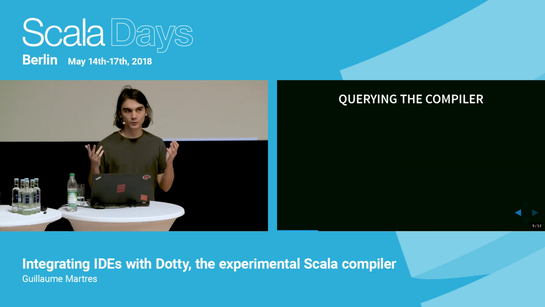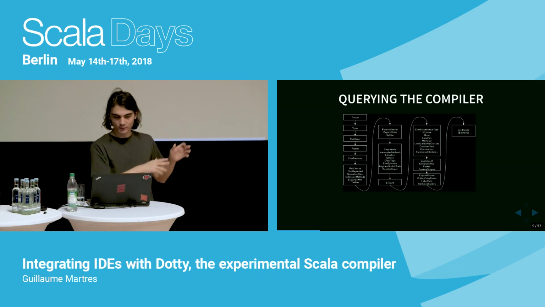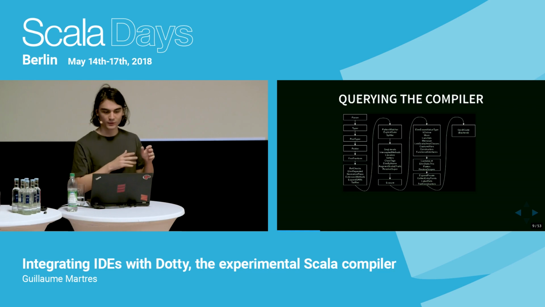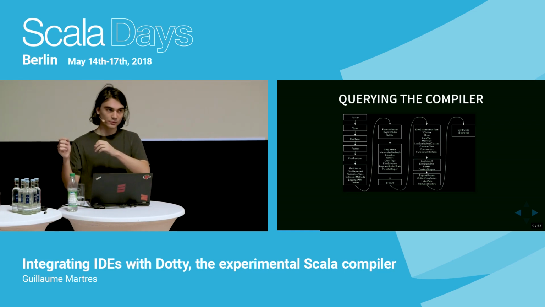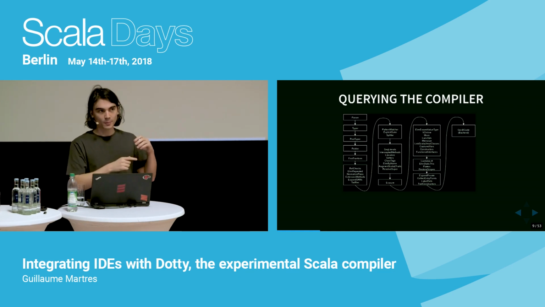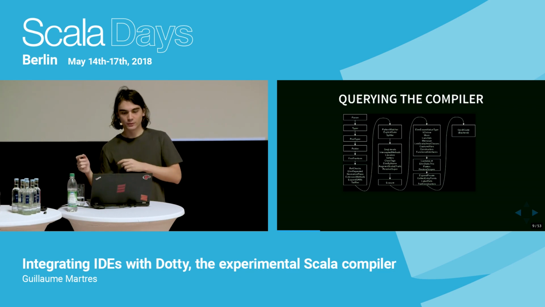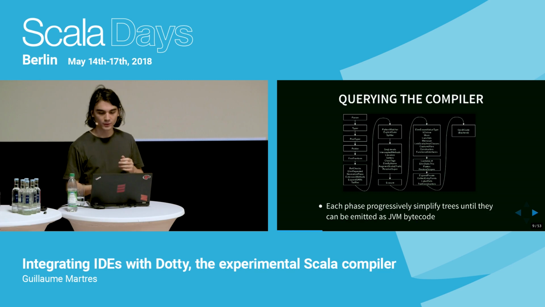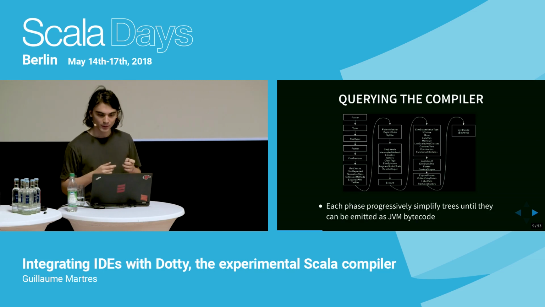So really, what's a compiler? What does it do? A bunch of things. Basically, this is an incomplete list of all the phases in the compiler. You start with a parser that takes your source code and gives you untyped abstract syntax trees. Then you type check them, and then everything after that is just a series of transformations that simplify the trees until you get something that you can emit as JVM bytecode or using some other backend.